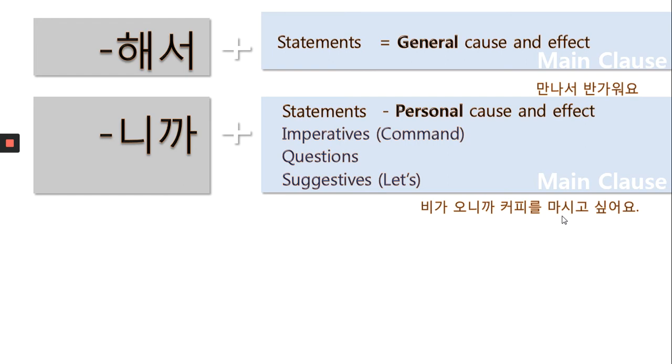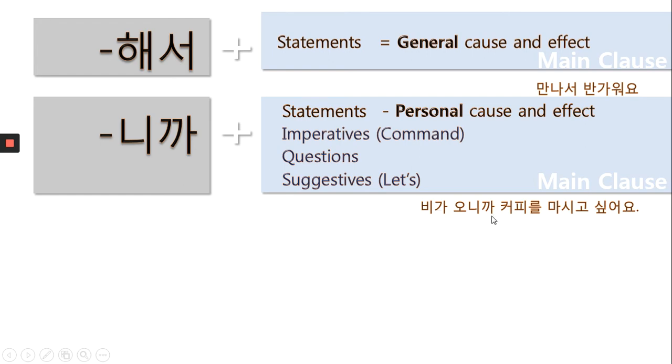Okay. But unfortunately, there is no clear cut to distinguish 해서 and 니까 or other expressions. As you see, when the main clause is a command, definitely 니까. Okay, if the main clause is a question, we cannot put 해서 there. Always 니까. Okay, but for the statement, if the meaning is personal, 니까. If the meaning is general, it's also 해서.